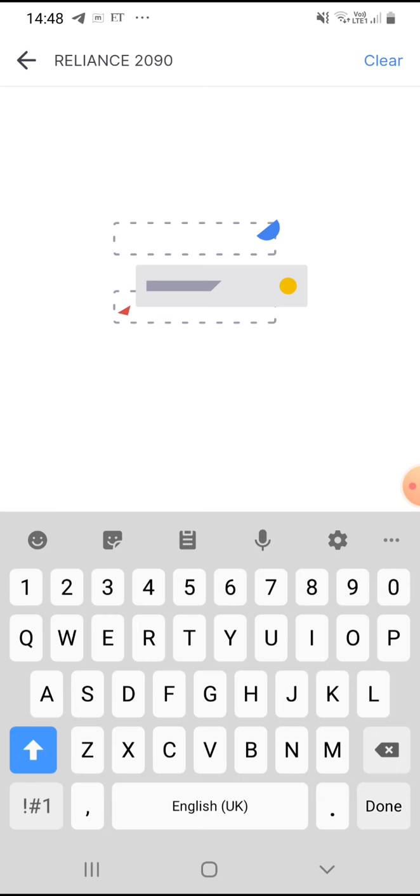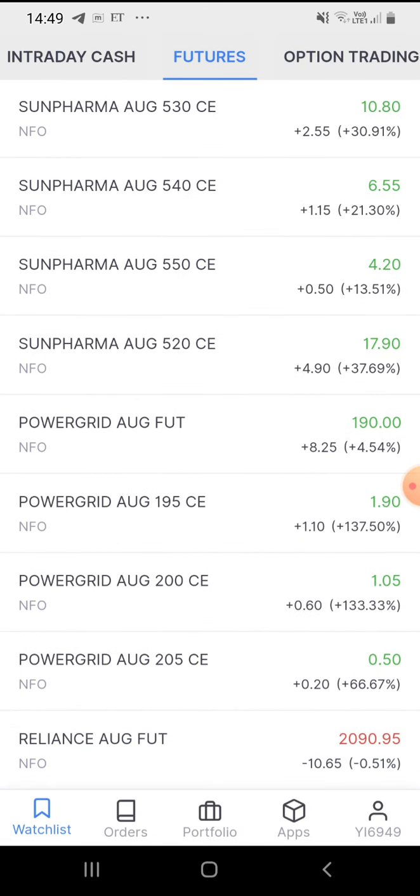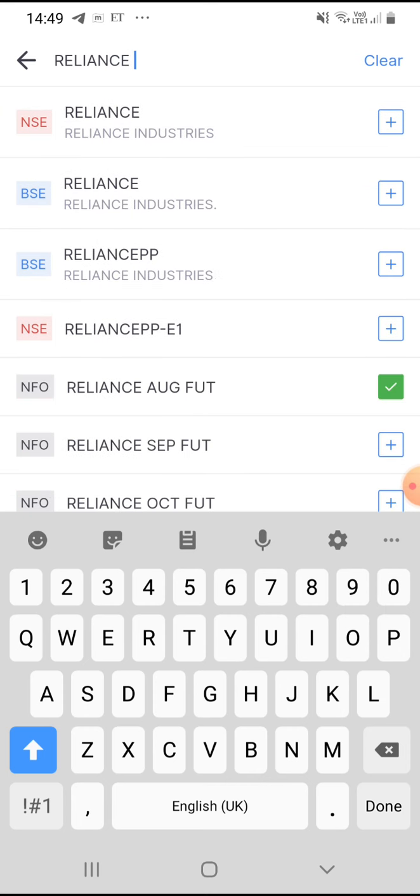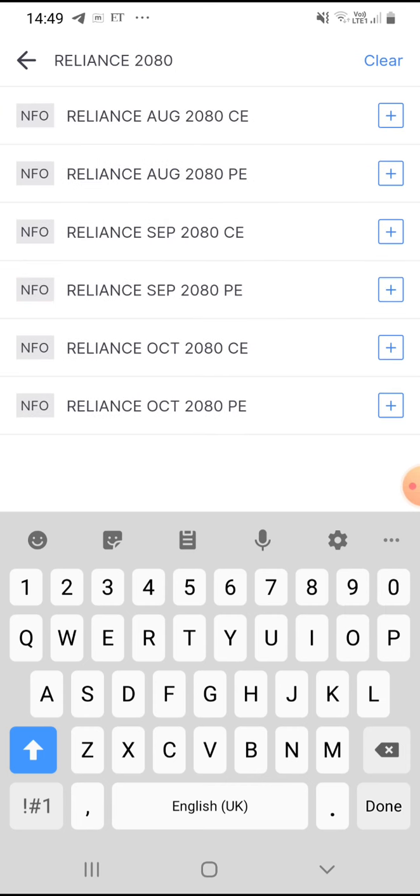Real value is 2090. What is the strike near to that real value? In multiples of 20, that is 2080, then the next strike is 2100. We won't get a strike at 2090 because it has strikes in 20 points only. So first 2060, 2080, 2100, 2120. I'll show you. Real value is 2090, right? We are selecting strikes. Reliance 2080. Yes, we got it.